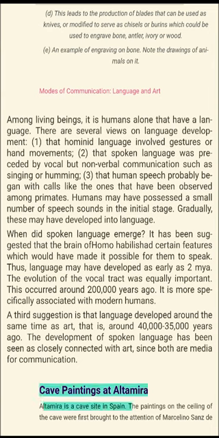The development of spoken language has been seen as closely connected with art, since both are media for communication. Cave paintings: Altamira is a cave site in Spain. The paintings on the ceiling of the cave were first brought to the attention of Marcelino Sanz de Sautuola, a local landowner and an amateur archaeologist, by his daughter Maria in November 1879.